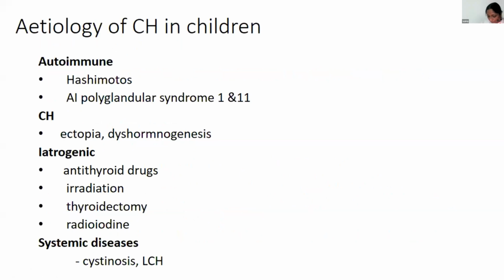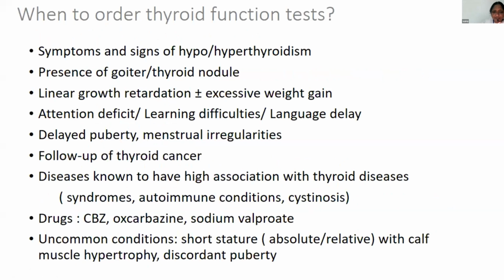Moving on to hypothyroidism in children. I will not go through the details of this because we are all familiar with this. Most common cause is autoimmune. Of course, some of the congenital hypothyroidism like ectopia and dyshormonogenesis may present later. And use of antithyroid drugs, irradiation, thyroidectomy, radioiodine, all of them contributed. And systemic diseases, cystinosis is one condition where we have seen a very high association with hypothyroidism. Once again, it's an older child.